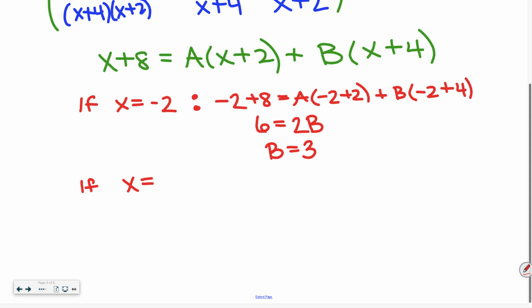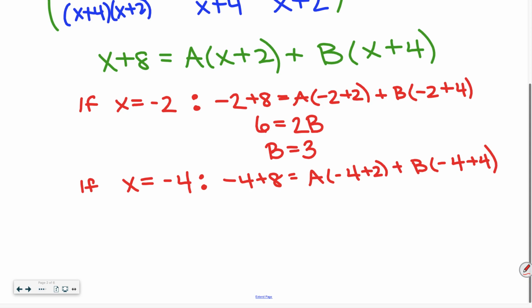Kaya, what do you and your neighbor think? Negative 4. If we plug negative 4 in for x, this factor right here is 0, and 0 times b is 0. So we end up with 4 equals negative 2a, right? So a is negative 2.